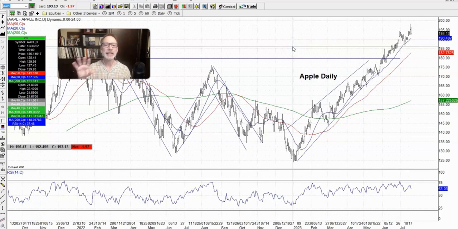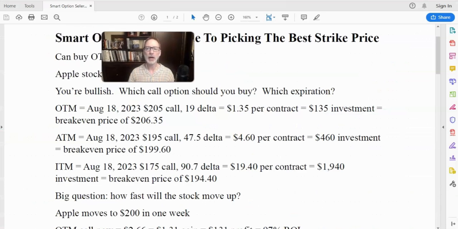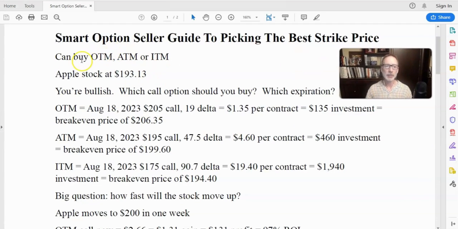But in this case, you're bullish on Apple. You want to buy some call options because that's a bullish strategy. Which strike price should you choose? Okay, so let's go back to our cheat sheet here, and we're going to focus on, as I said, you can buy an out of the money, an at the money, or an in the money strike price. Apple's at $193.13. You're bullish. Which call option should you buy and which expiration?